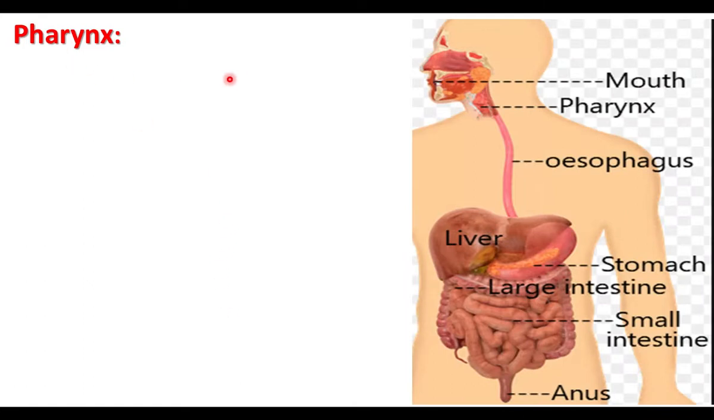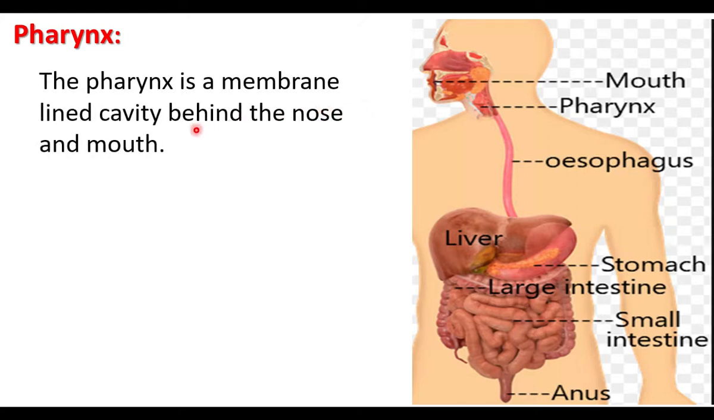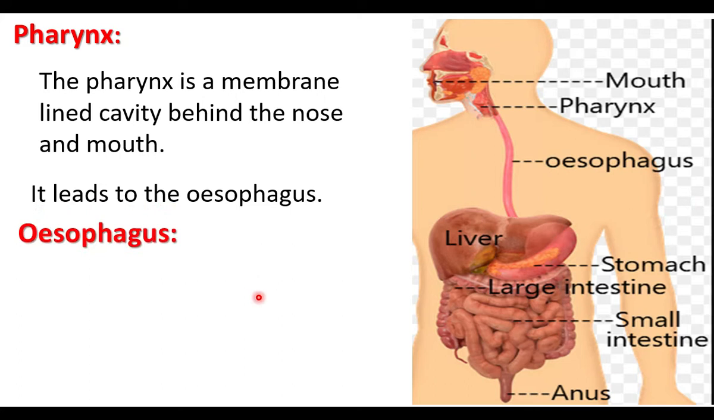Pharynx is a common area for respiratory system and digestive system. The pharynx is a membrane lined cavity behind the nose and mouth. The pharynx opens into the esophagus. It is a tube 22 centimeters in length. This esophagus opens into the stomach. Pharynx leads to the esophagus. The length of esophagus is 22 centimeters.